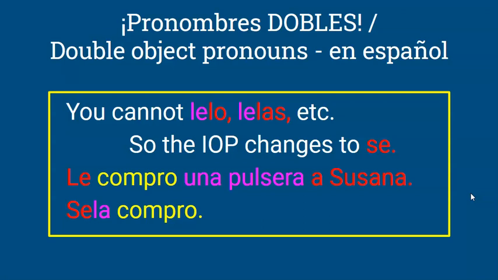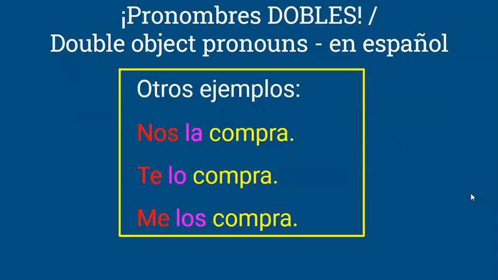Now, one rule here is you cannot put two pronouns together with Ls, like le lo, le las, le la, le los, any of those. Therefore, the one that comes first, the to whom or for whom, changes to se. So if it was the example of the pulsera, le compro una pulsera a Susana. Le would be to Susana. La for the pulsera, and I can't le la, so that changes to se la compro. I'm buying it for her, or I buy it for her.